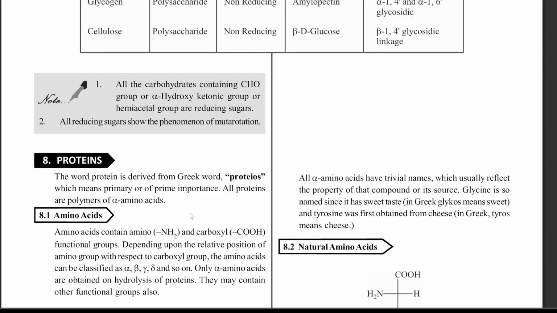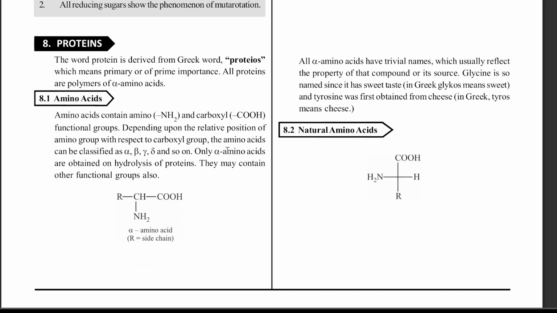Now proteins, the second part of the chapter. We have completed the major portion from where most of the questions are asked. Now we will move on to the minor portions of the chapter.